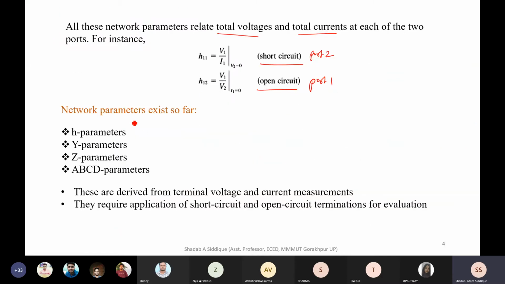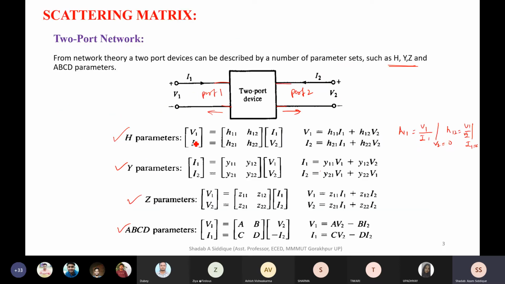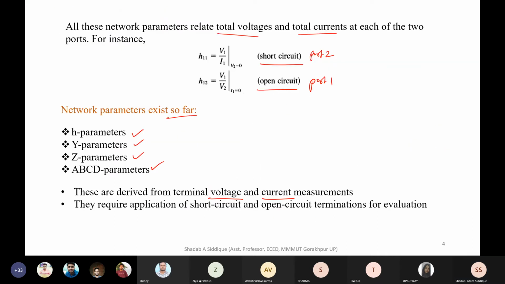So these are the network parameters that exist so far: H parameter, Y, Z, and ABCD. These parameters are derived from terminal voltage and current measurement. So we are dealing with voltage and current measurement, and you can see here also we are dealing with voltage as well as current. Now we are going to deal with the wave in the S parameter.